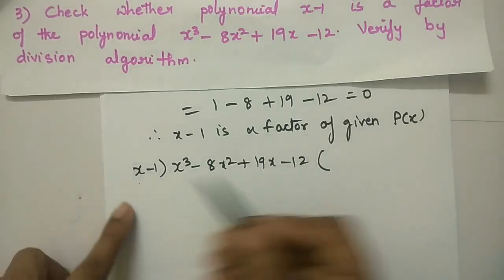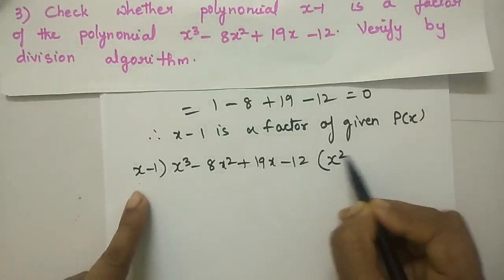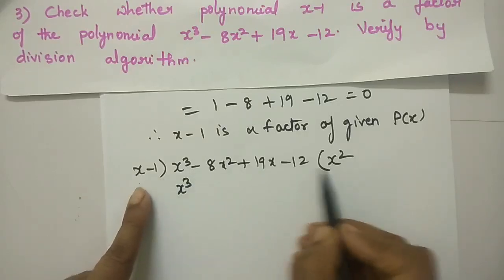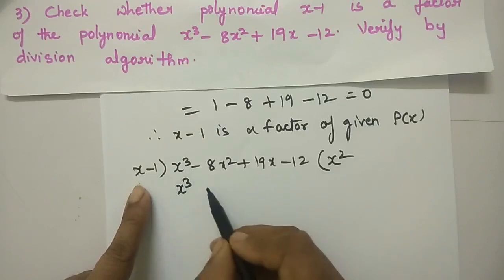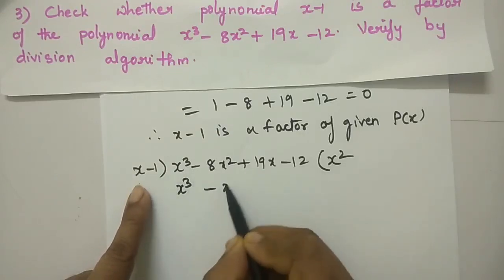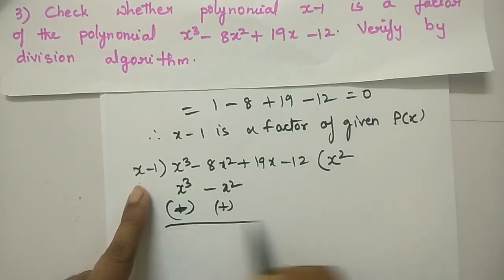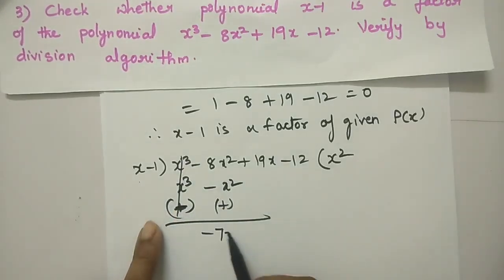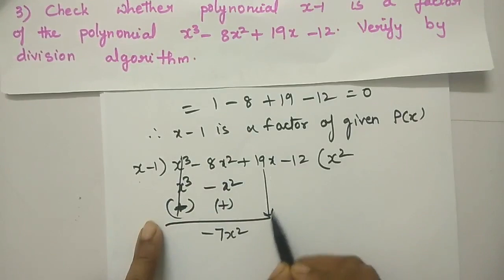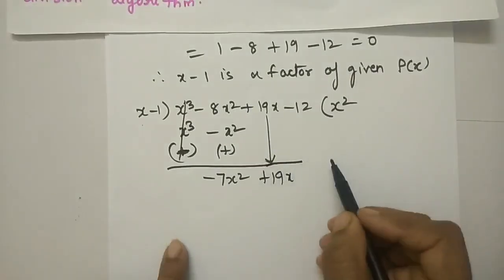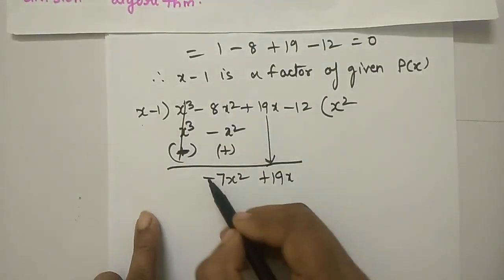Here x is there. So, x into x square you will get x cube, is it not? So, write down here x cube and multiply with the whole g of x, right? Minus x square. Change the sign. Okay, these two get cancelled. Here it is minus 7x square. Now bring this down. This is plus 19x.